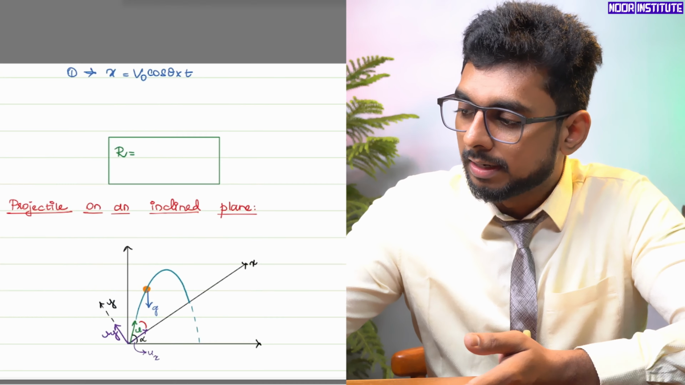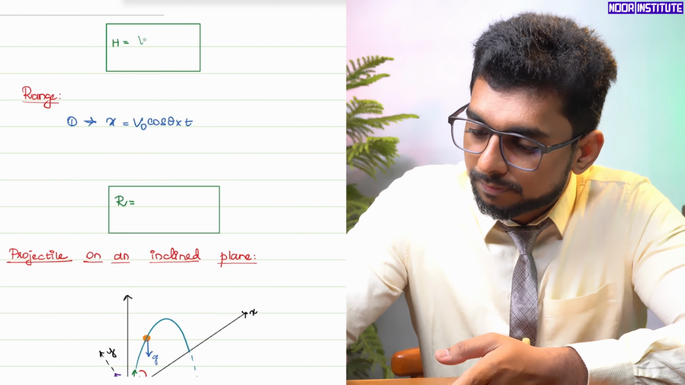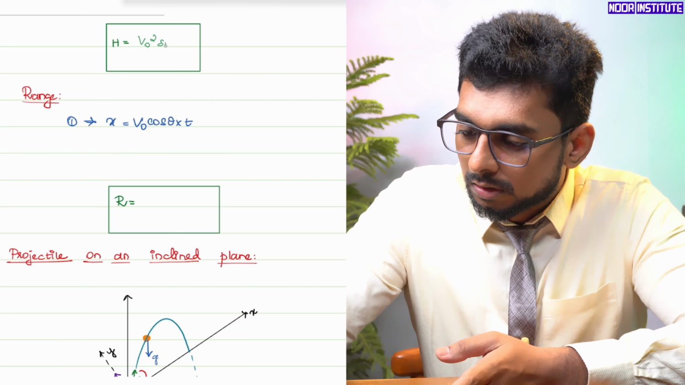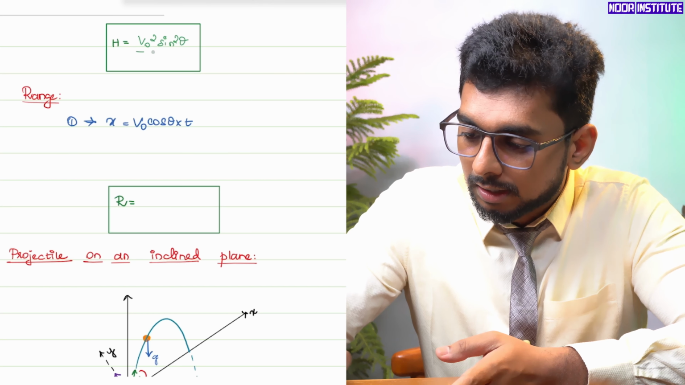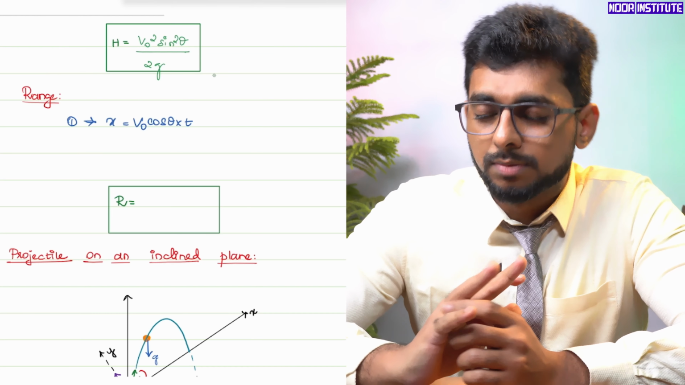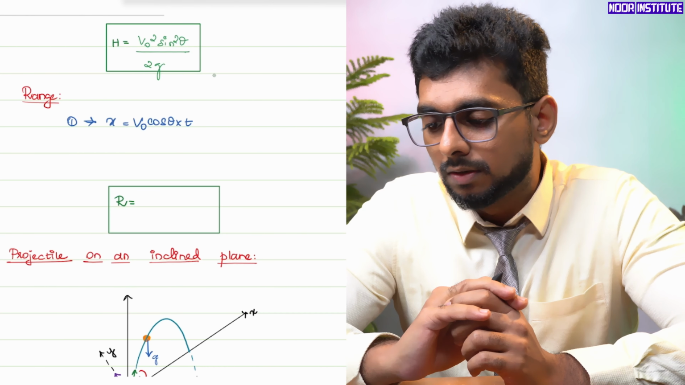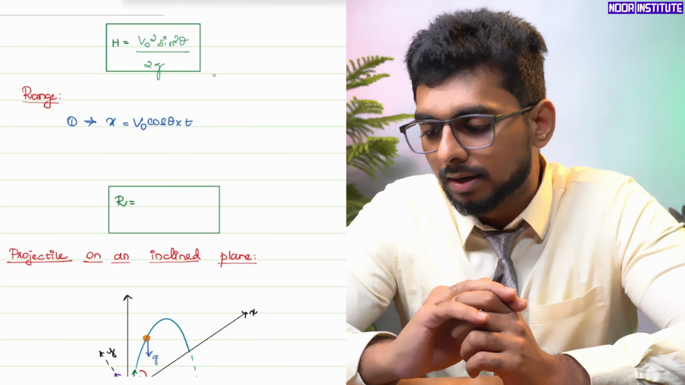So the maximum height here is V naught square sine square theta divided by 2g. So that's what you got over here. With respect to the time, you had V naught sine theta divided by g. And in this situation, you have V naught square sine square theta divided by 2g.